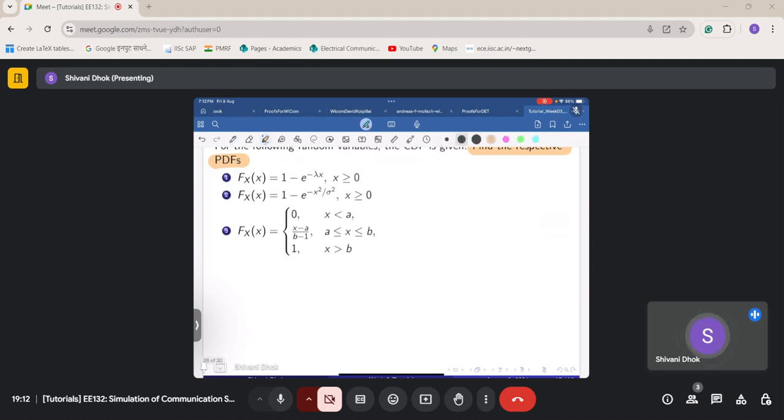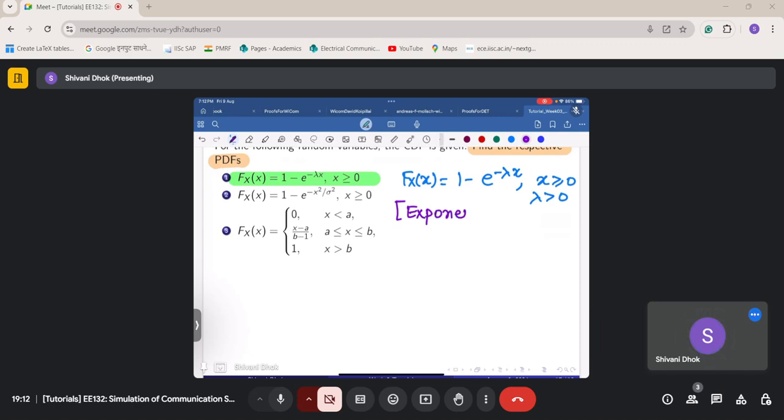So let's start with the first one. The first one that is given to us is Fx of x is 1 minus e power minus lambda x for x greater than or equal to 0 and for lambda greater than 0. One thing we need to note here is this particular random variable is known as exponential random variable. And we shall encounter this random variable in coming lectures.